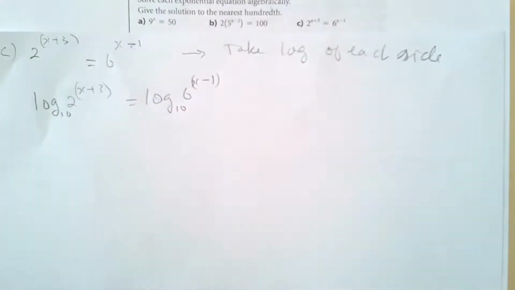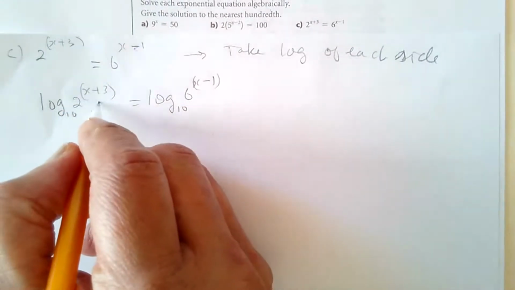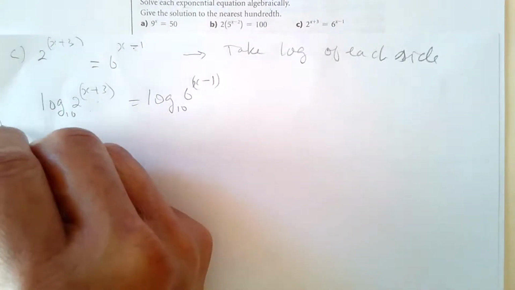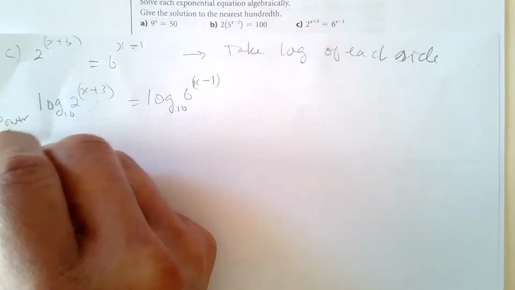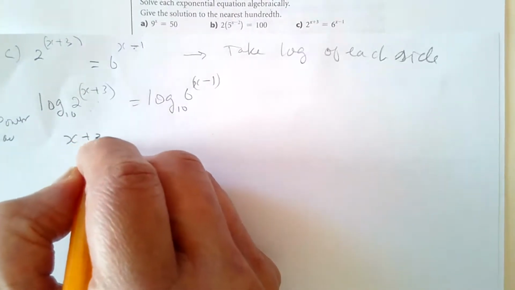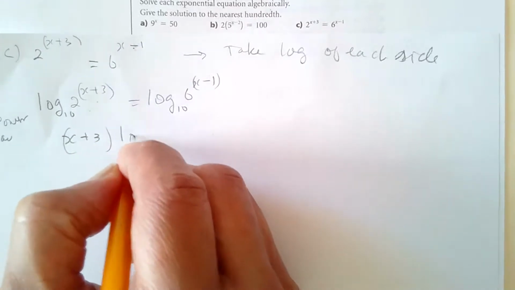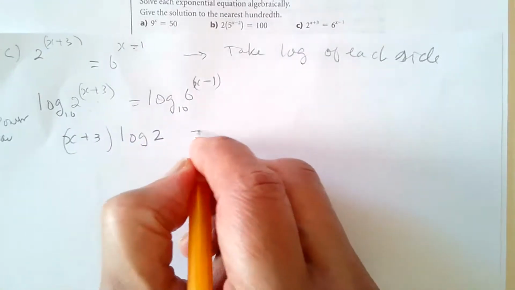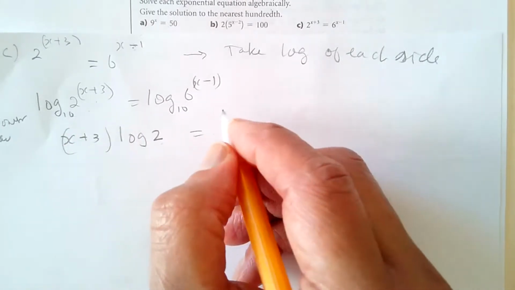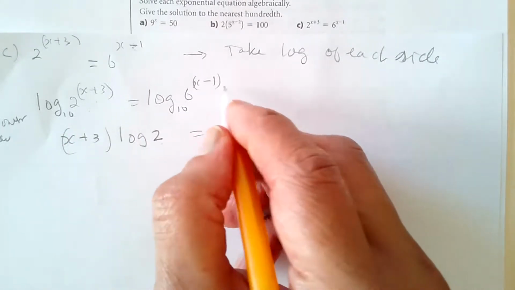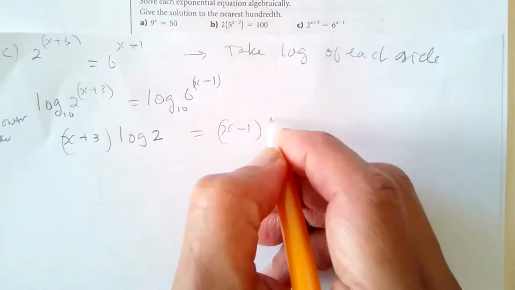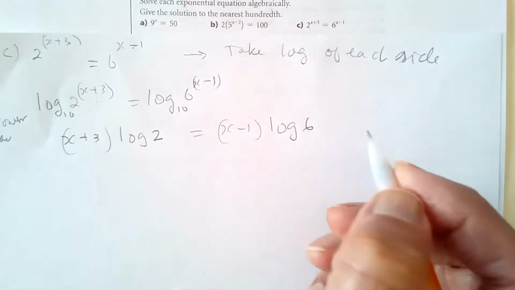Now I'll use the power law. So use the power law here. You give me (x + 3) log 2. I wouldn't write the 10 there, with 2 cluttered. And then this is also the power law here, (x - 1) log 6.